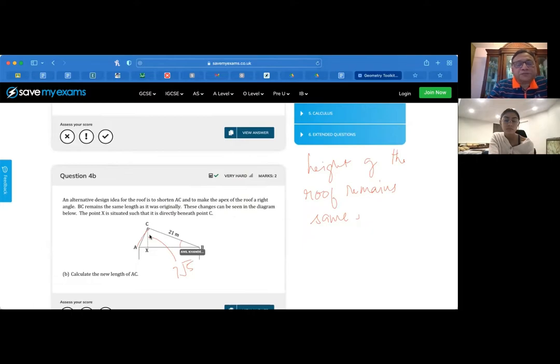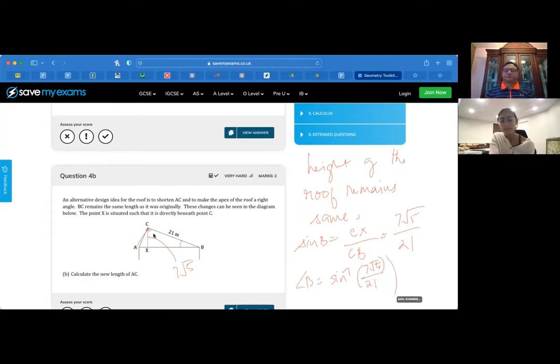You can find angle B first using the right angle triangle, correct? Because you know the height and CB, and this is a right angle triangle. So sine B is equal to CX over CB. CX is 7 root 5 and CB is 21. So angle B is sine inverse of 7 root 5 over 21. Can you please find the angle B? It is 48.18.